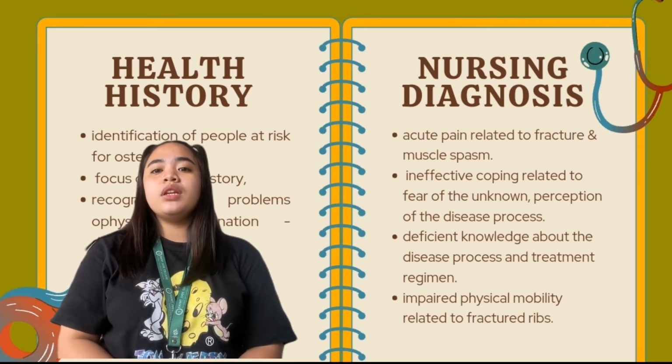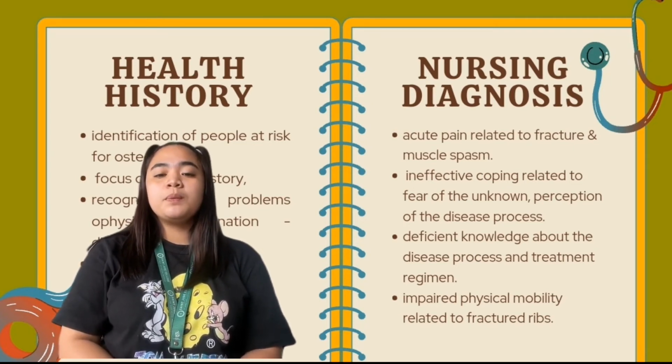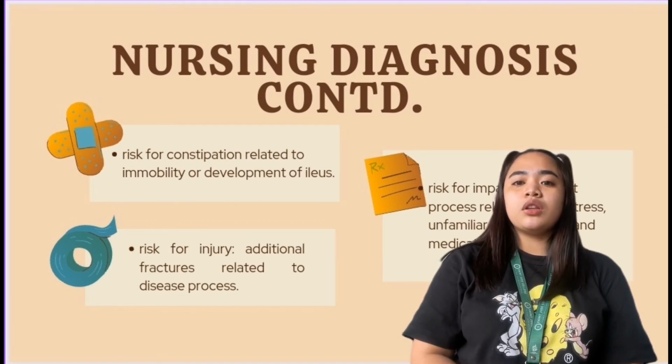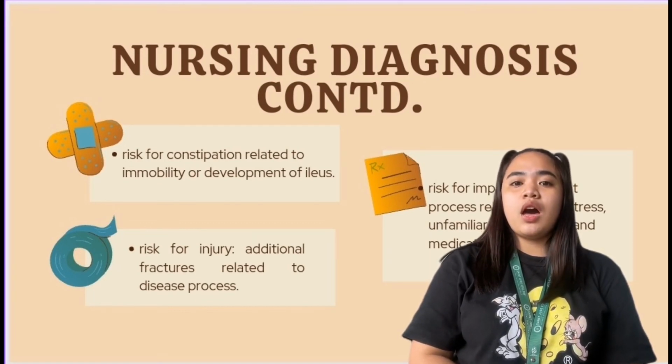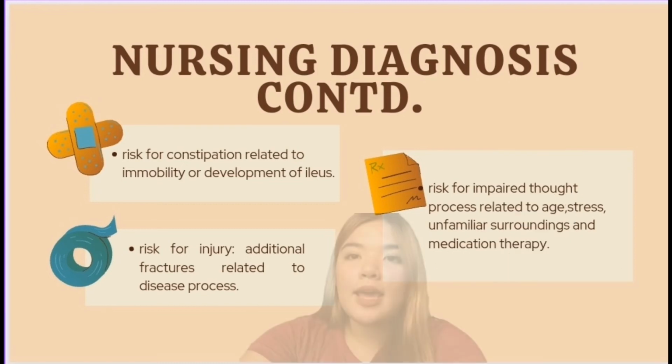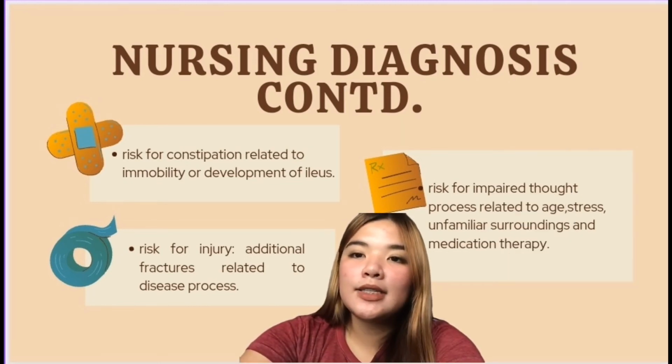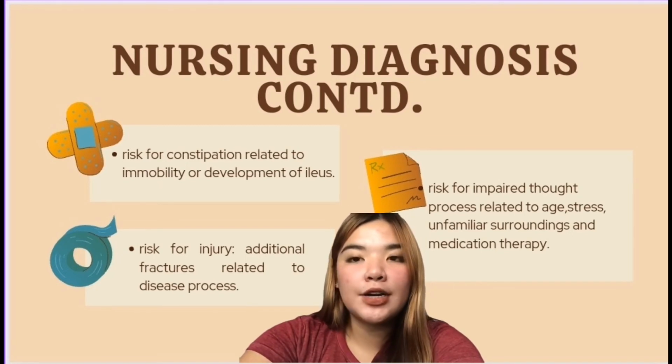Impaired physical mobility related to fractured ribs. The physical movement or action related to rib fractures, which can lead to bone fractures. Risk for constipation related to immobility or development of ileus. Constipation that causes difficulty moving and a lack of normal muscle contraction in the intestines should be one of the diagnoses. And risk for injury related to osteoporosis such as wrist, hip, and spinal bone fracture.